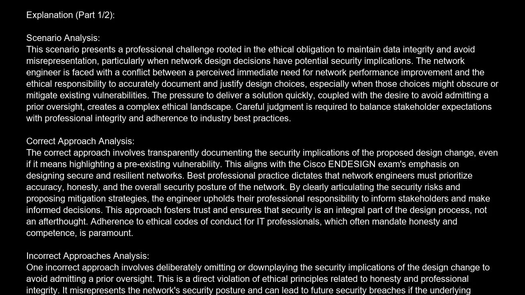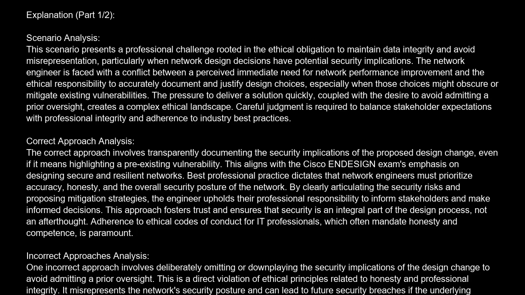The correct answer is B. Implement the design change, clearly documenting the performance benefits and also transparently detailing the security vulnerability that the change helps to mitigate, along with any residual risks and proposed further remediation steps.